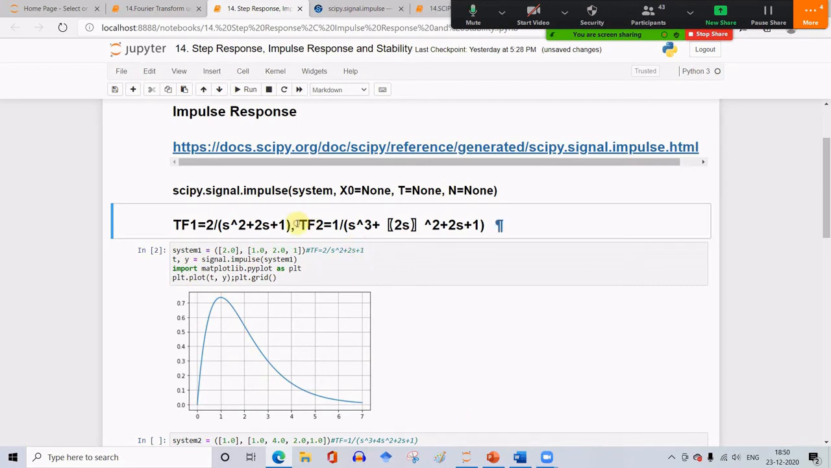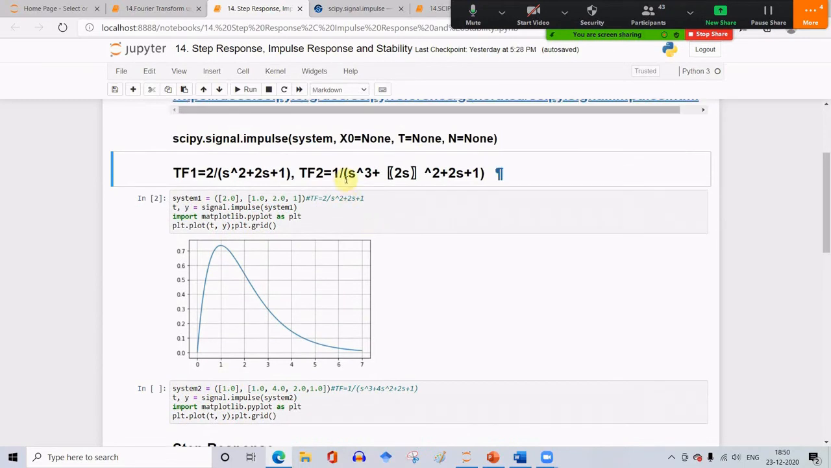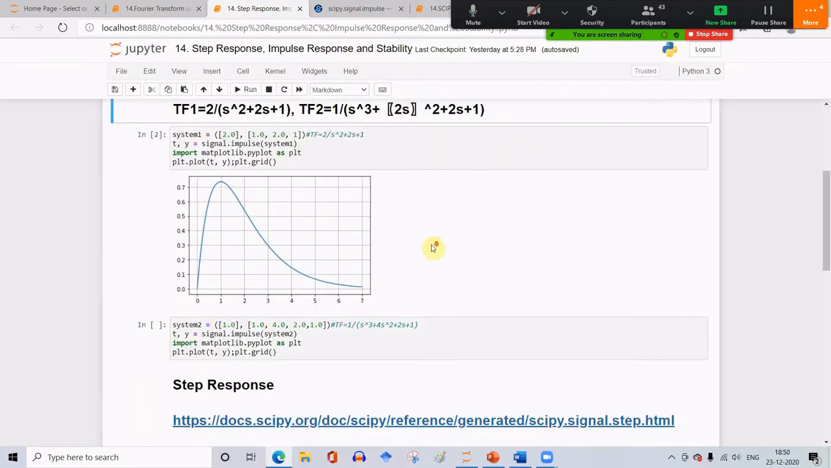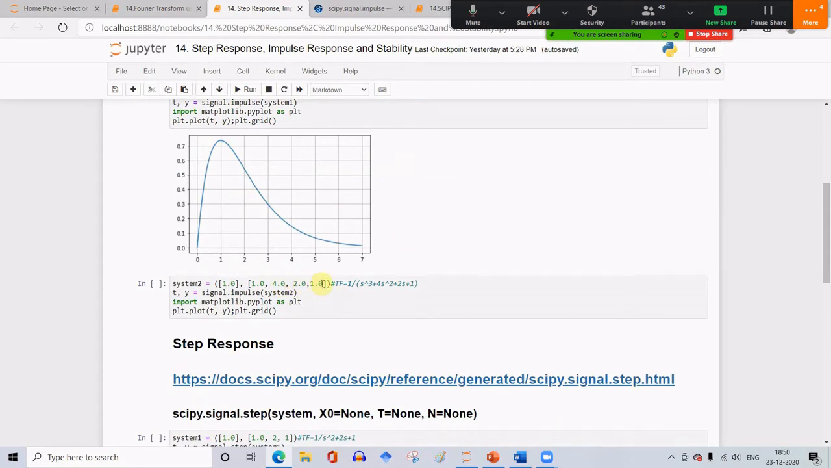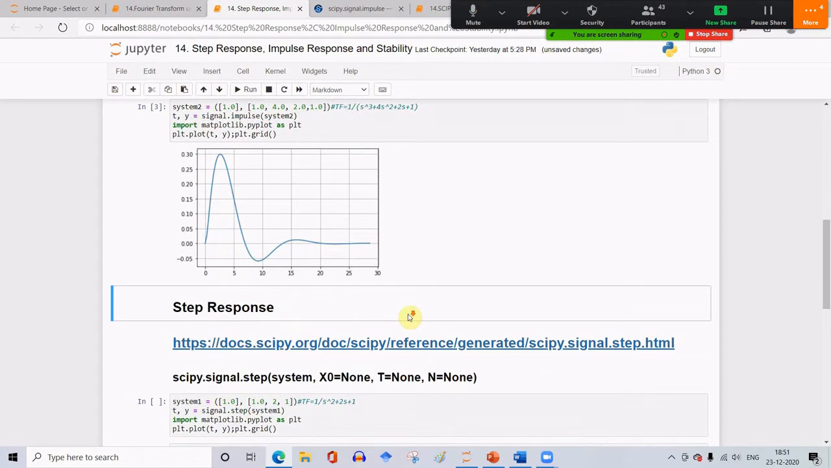Similarly, let me take the second transfer function, which is a third order system given by 1 over s cube plus 4s square plus 2s plus 1. For that, I am giving the numerator coefficient as 1, and the denominator as 1 comma 4 comma 2 comma 1, the constant value being 1. So this is the transfer function of system 2, and I am taking the impulse response of system 2 and plotting the response. Here also you see that this is a stable system. From 0 it goes, oscillates and then finally settles to 0. That is about impulse response.